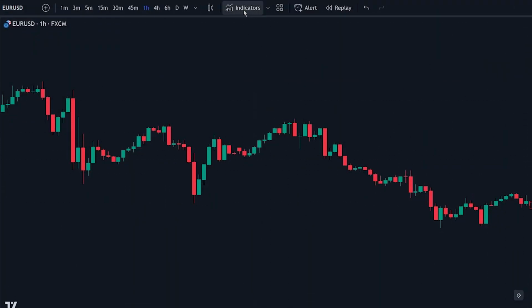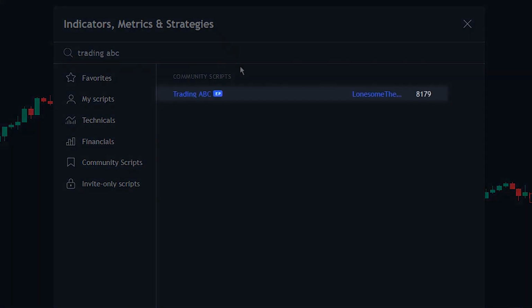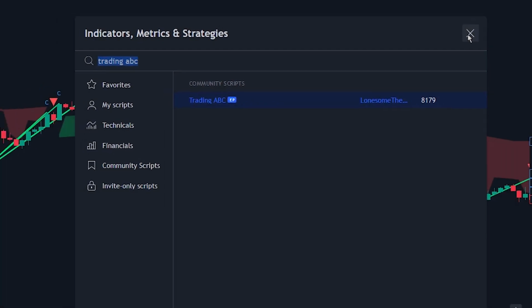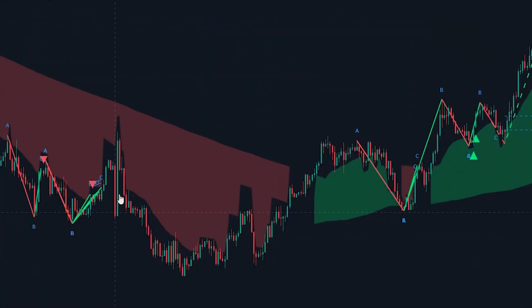Head over to the Indicator Search tab and search for the Trading ABC indicator. Select the indicator made by Lonesome the Blue and add it to the chart. That was all that we needed to do. The indicator consists of 3 components.